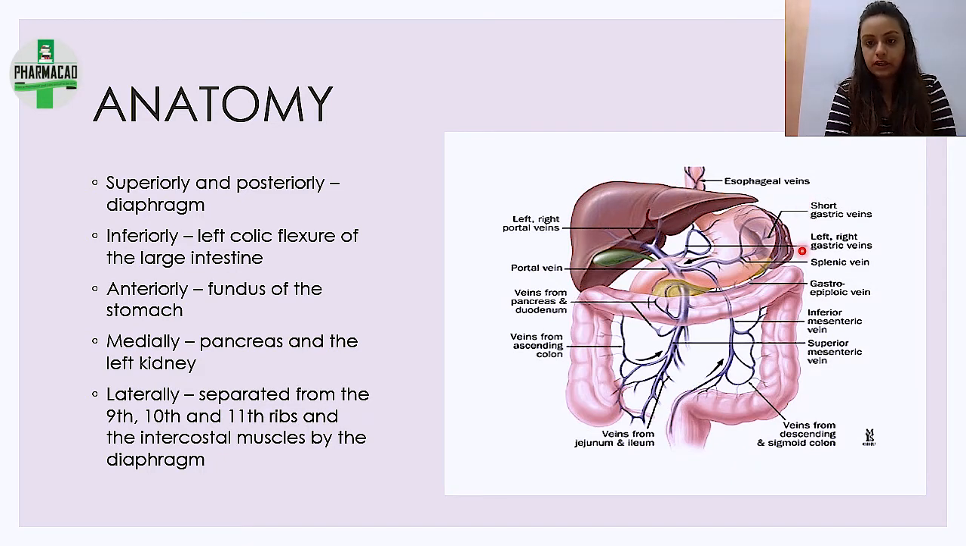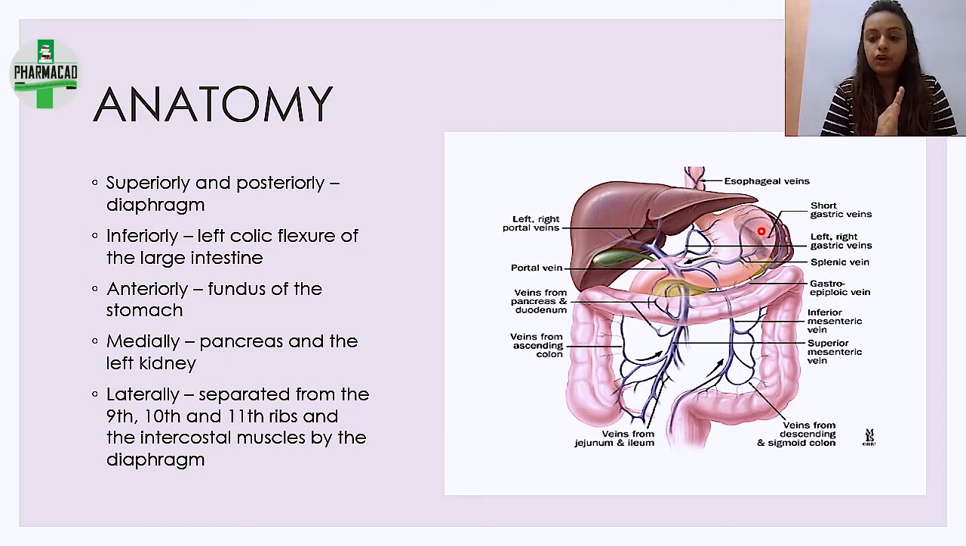Correct? Inferiorly is the left colic flexure of large intestine. ये जो है ना, where my pointer is, this is the left colic flexure. This is the right colic flexure and this is the left colic flexure. Anteriorly मतलब आगे is fundus. ये fundus है. So actually spleen is behind the stomach, okay? So here you can see it is little lighter. 3D imagination करो. आगे fundus है anteriorly, correct?